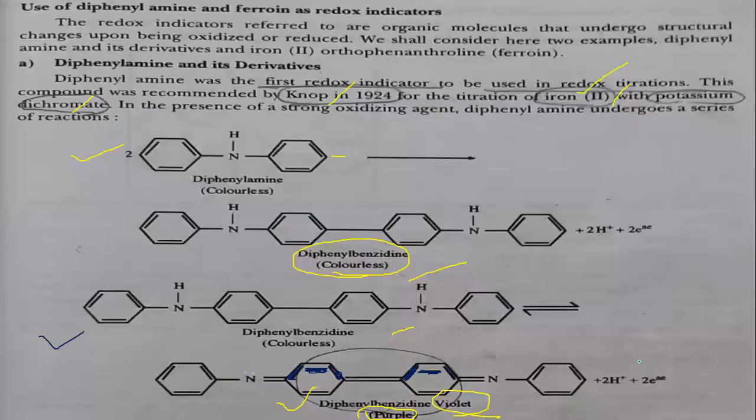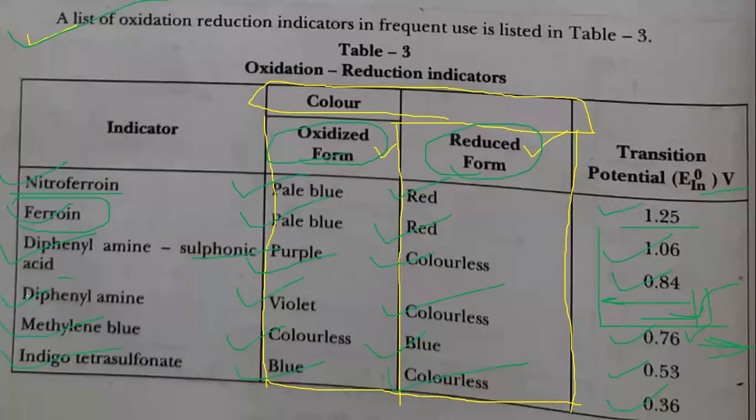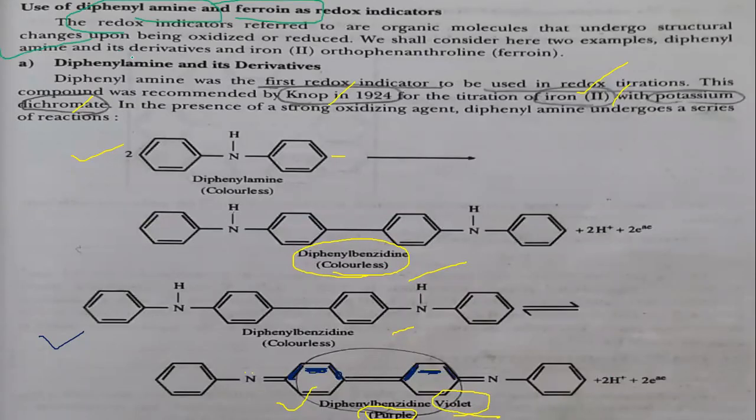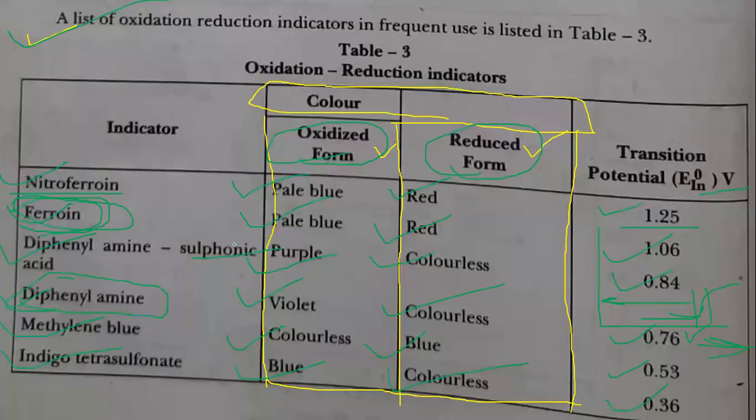Okay, see now some use of diphenylamine and ferroin as redox indicators. Which two are we looking at? Diphenylamine and ferroin. Okay, these two are the focus here. So diphenylamine and its derivative, what happened? Initially this is colorless. If you see here, diphenylamine is colorless in the reduced form, but when it gets oxidized it will become violet or purple. Okay, this is the reduced form. So see here, this is the reduced form now, colorless.